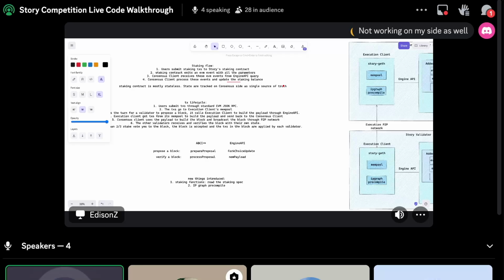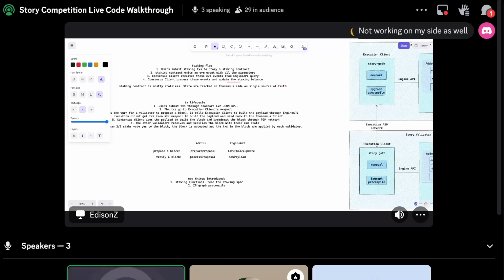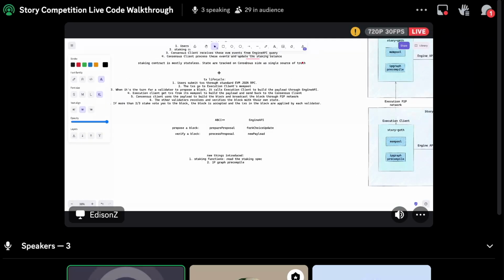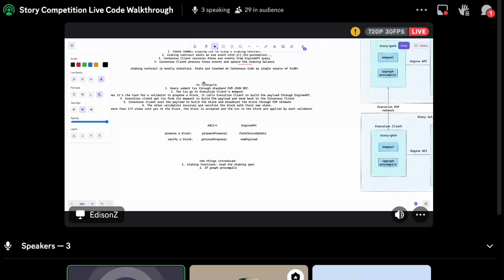Okay, so that's the staking flow, and the second is the transaction lifecycle. This is actually tied to the architecture, the block proposal and the consensus flow. But from a transaction point of view, the user will submit the transaction through the normal EVM JSON RPC, and the transaction will go to the Ethereum client's mempool, the mempool on the execution side.